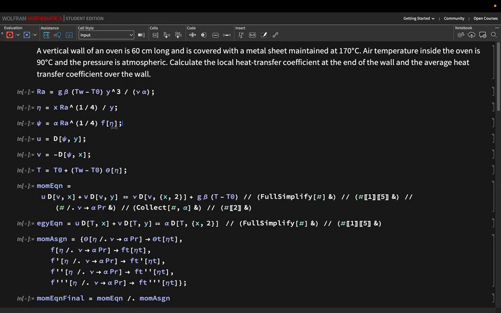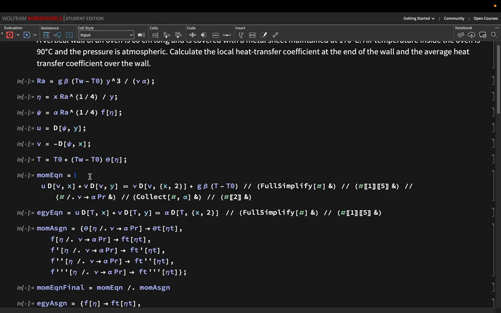Next, we have to find u and v. U is basically del psi by del y. Here D is the differentiation operator, so I'm taking the derivative of psi with respect to y. This will calculate u. Similarly, v is basically minus del psi by del x, so take the derivative of psi with respect to x and put a minus sign. And I'm defining the temperature as T naught plus (Tw minus T naught) times theta. Again, theta is a function of eta, so I have to write it in this particular way.